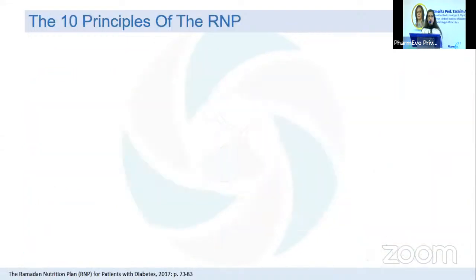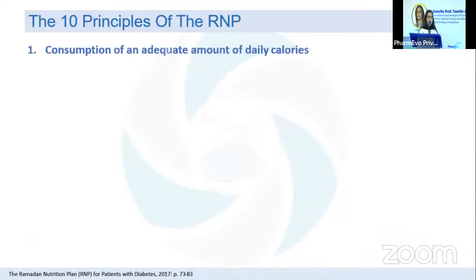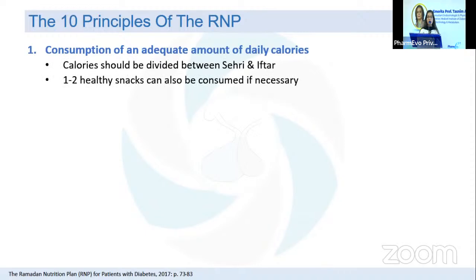Now coming on to the 10 principles of RMP. Number 1 is consumption of adequate amount of daily calories. Calories should be divided between sehri and iftar, not just iftar and then skipping sehri and going into hypo before breaking the fast. And then 1 to 2 healthy snacks can also be consumed, but it's not necessary.